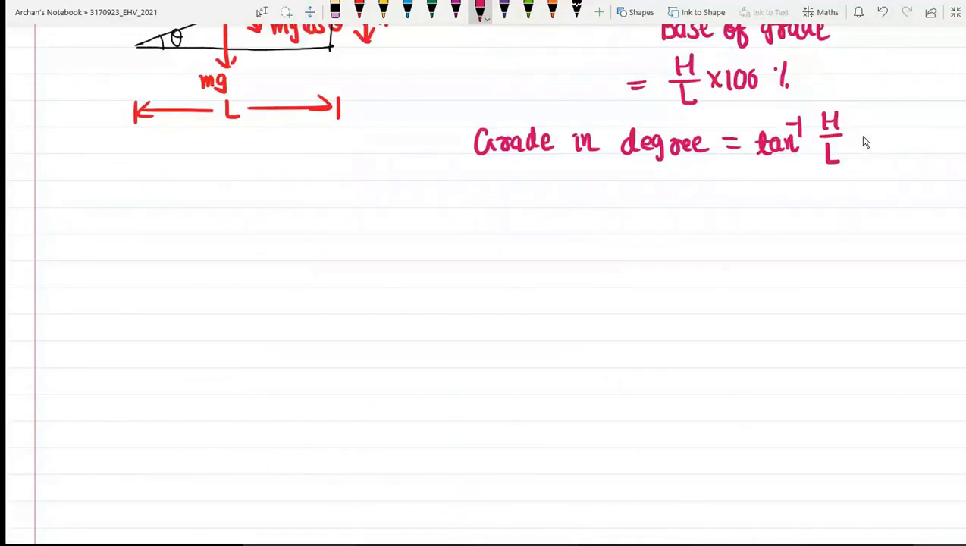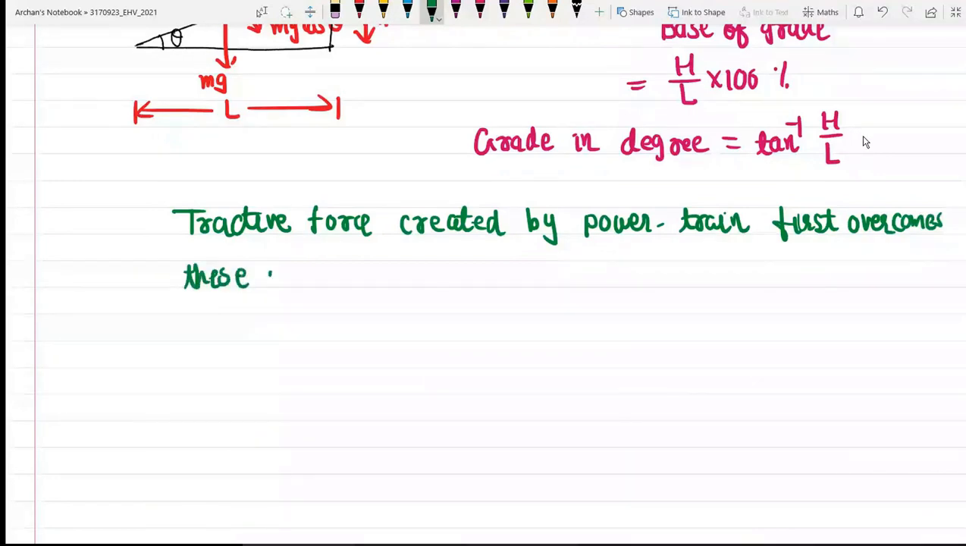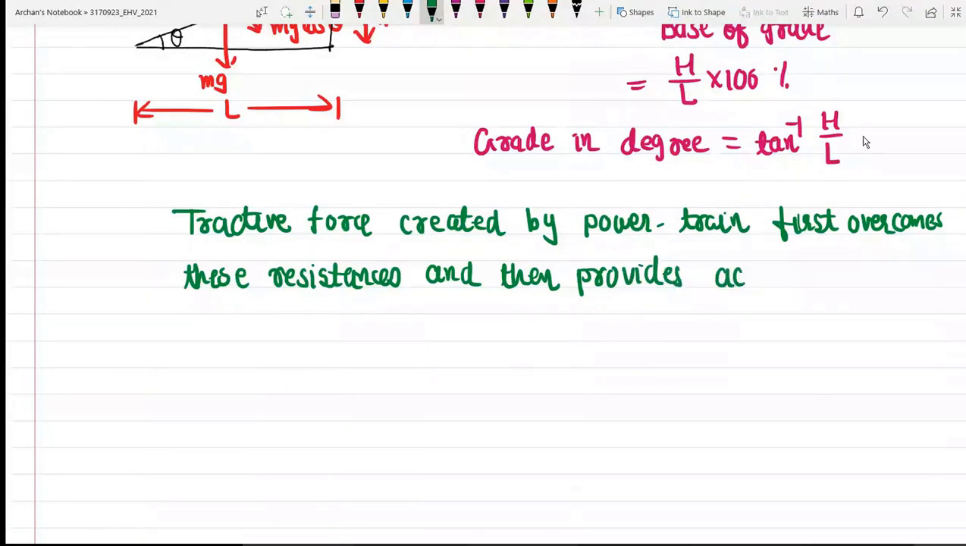Okay, so this tractive force which is created by the powertrain, what it will do is first overcome all these resistances: aerodynamic drag, rolling resistance, gradient resistance, etc., and then it will provide the acceleration. Okay, so this is our conclusion, a very large conclusion, that the tractive force created by the powertrain first overcomes all these resistances and then it will provide acceleration to the vehicle.